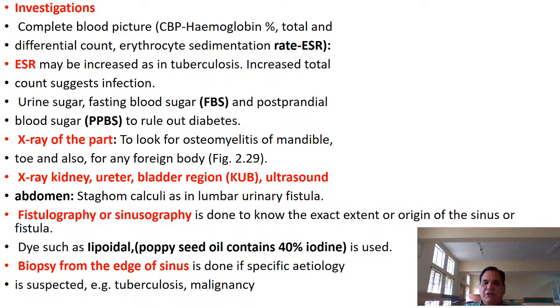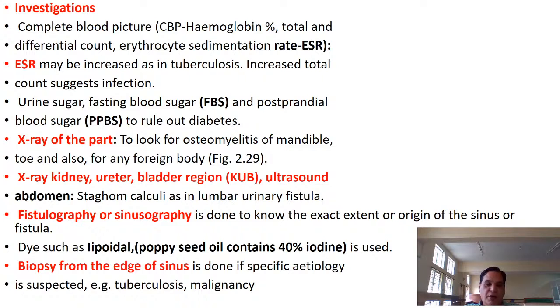Investigations. Very simple investigations. First is CBC, complete blood count, and ESR. ESR is particularly raised in case of tuberculosis. Increased TLC, DLC or WBC suggests infection. Must know what is a fasting and postprandial blood sugar. In case of a local examination, if there is involvement of any bony structure, X-ray is a must. And also, many of the foreign bodies are recognized on X-ray.